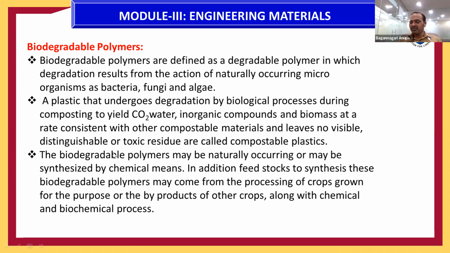Naturally occurring biodegradable polymers are starch, cellulose, silk, wood, gelatin, polyhydroxyalkanoates, lignin, etc. So these biodegradable polymers are classified into two types: synthetic biodegradable polymers and naturally occurring biodegradable polymers.